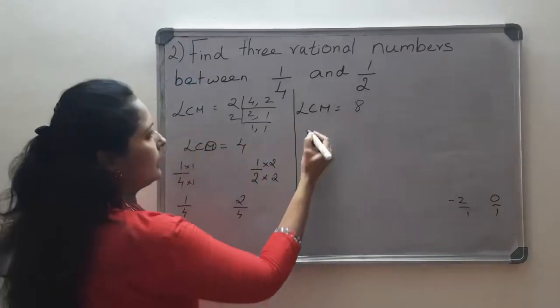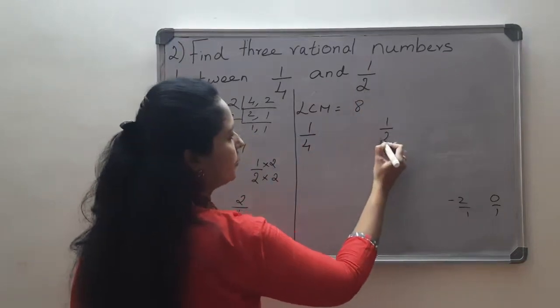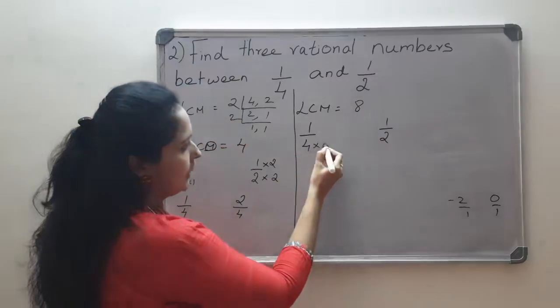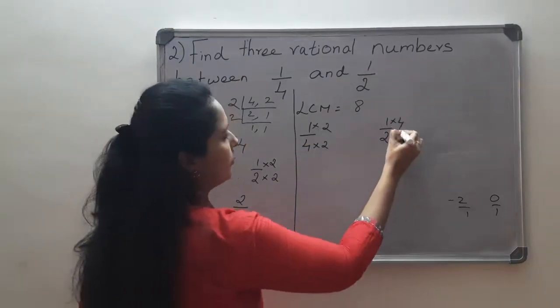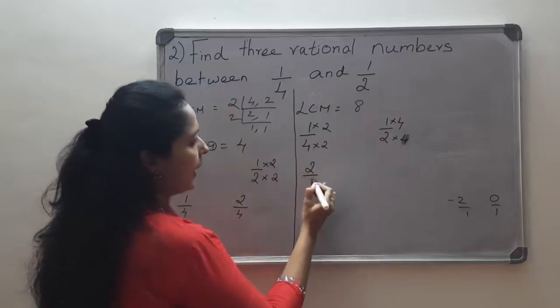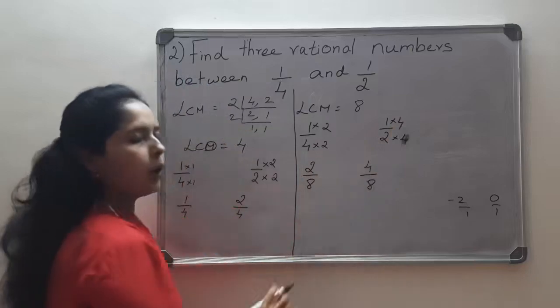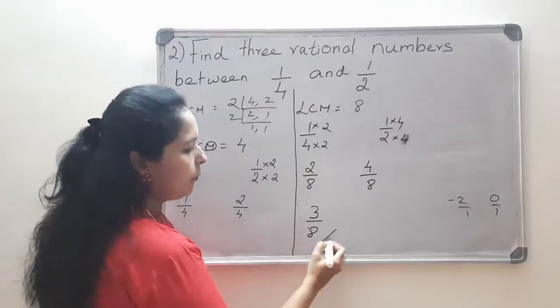Come on, take the first one. What is the first number? 1 by 4. What is the second number? 1 by 2. See, denominator is 4. But what is the LCM? 8. So you should multiply it by 2 into 2, by 4 into 4. So 2 by 8. This is 4 by 8. So in between, what is the rational number we have? 3 by 8 only. Only one number is there.